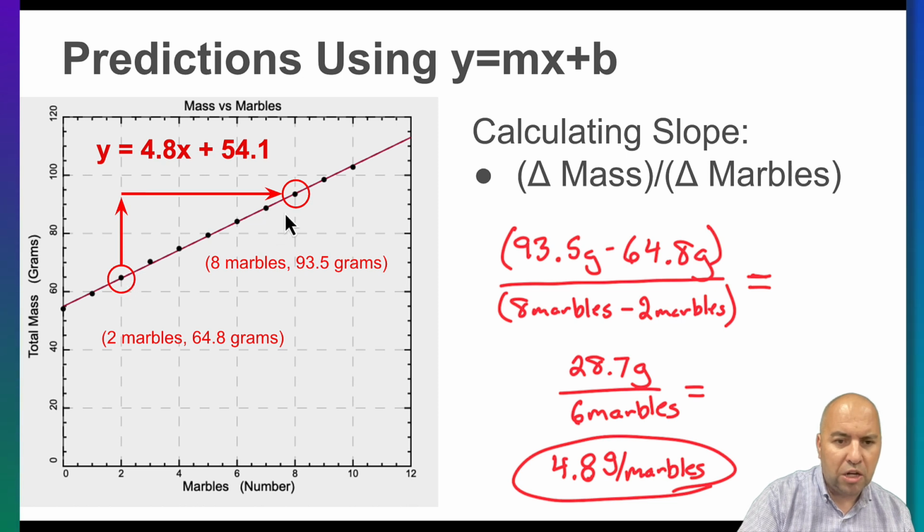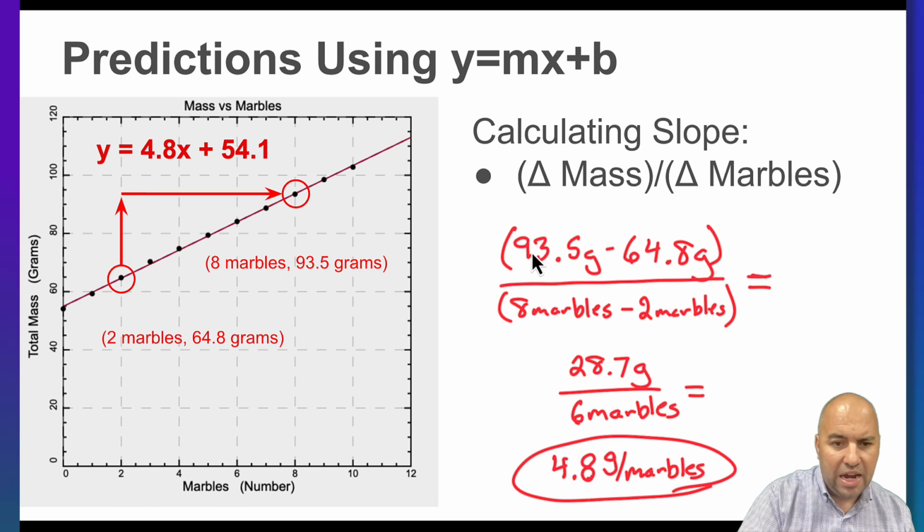So if I just pick 2 points, and it can be anywhere because it's a straight line, they're all the same. So let's say I'm going to take 2 marbles, and a container with 2 marbles has a total mass of like 64.8 grams. And then I'll take another one here with 8 marbles and 93.5 grams. Well, with that slope, how does the mass change?